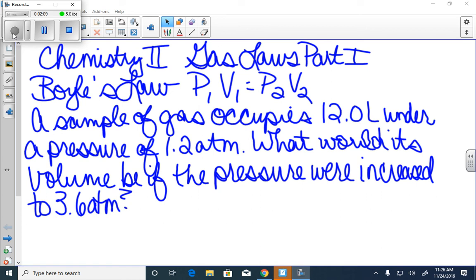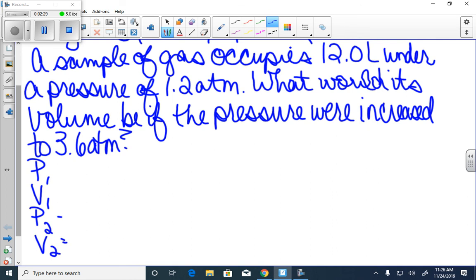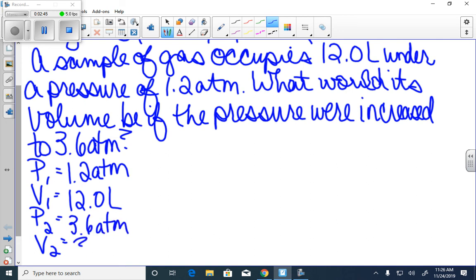A sample of gas occupies 12.0 liter under a pressure of 1.2 atm. What would its volume be if the pressure were increased to 3.6 atm? Okay, so let's figure out here. P1, V1, P2, V2. Our P1 is 1.2 atm. Our V1 is 12.0 liter. Our P2 is 3.6 atm. And our V2, we have no idea.